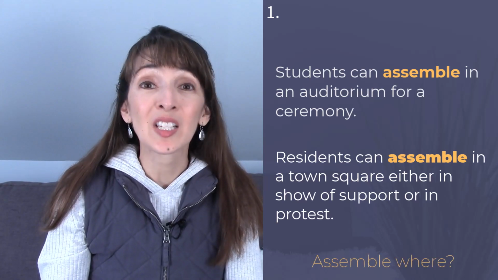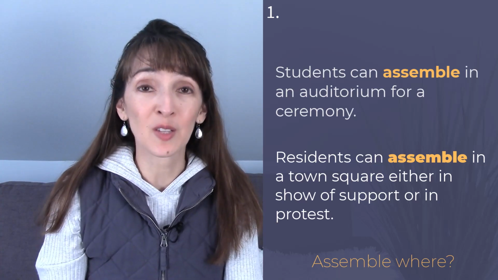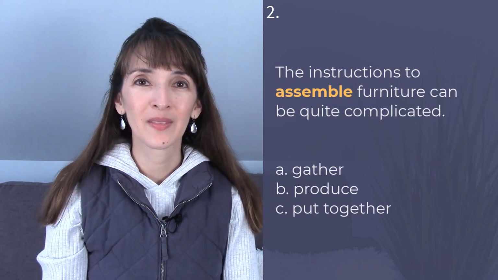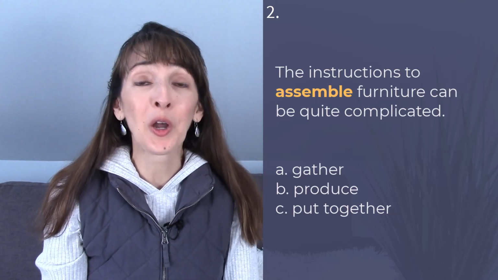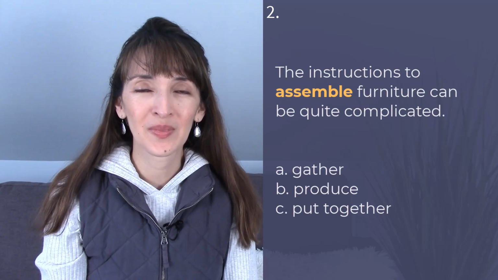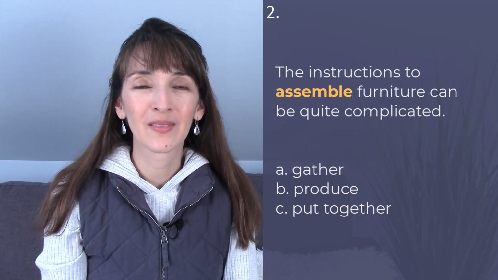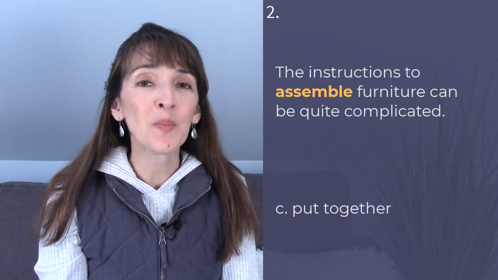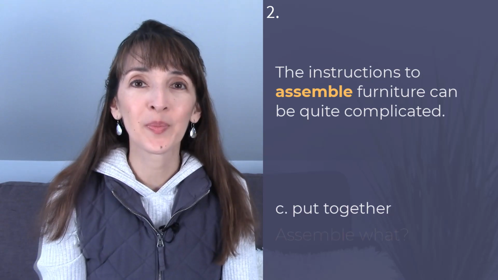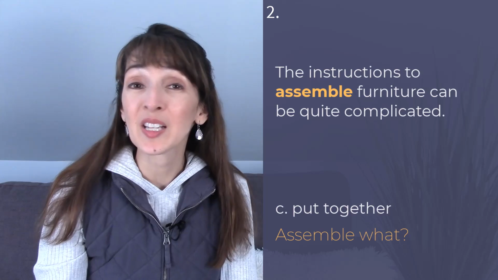In this sense, assemble doesn't take an object. Look at another use of this verb. 2. The instructions to assemble furniture can be quite complicated. Here, the answer is C. Assemble can also mean to put parts together. In this sense, it's transitive. It takes an object. Assemble what?